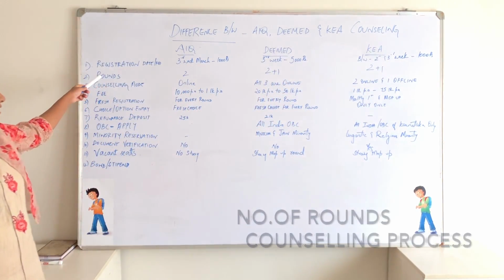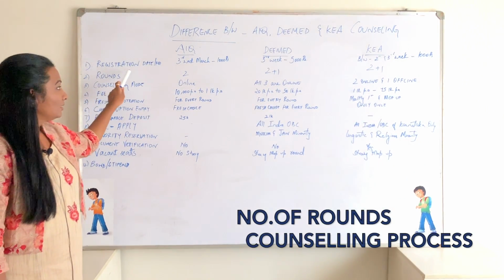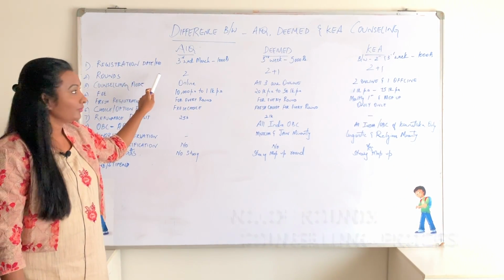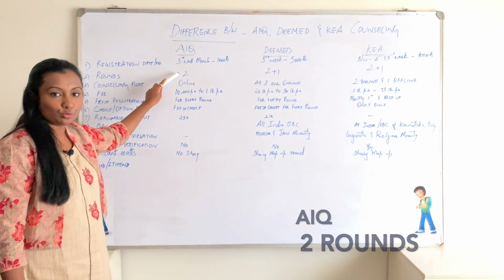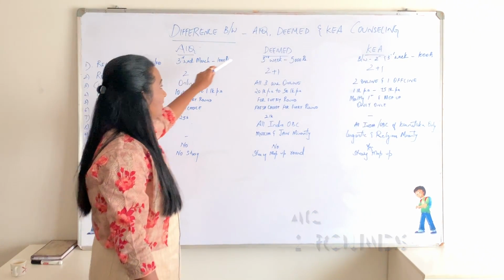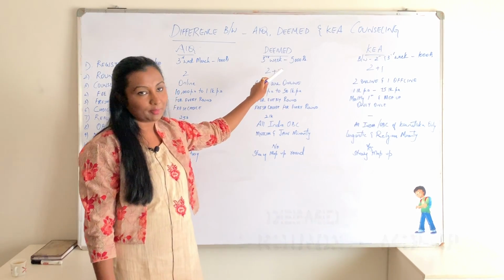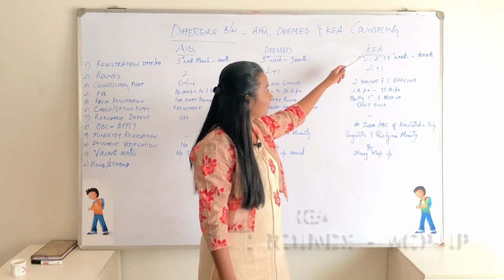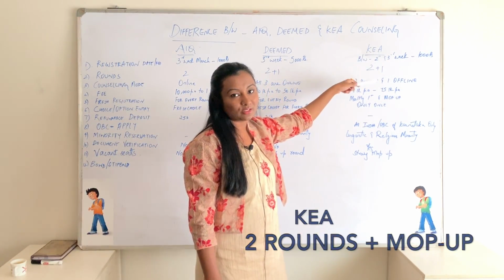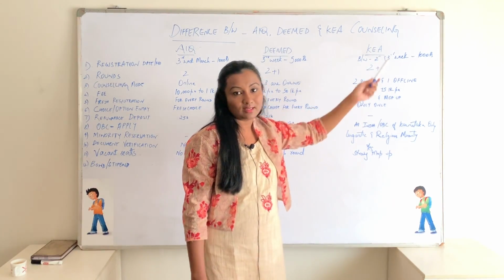The second difference that we are talking about is the number of rounds. AIQ will have 2 rounds of counseling. Deemed will have 2 rounds plus 1, that is mop-up round. KEA will also have 2 plus 1, that is 2 rounds plus the last one is mop-up round.